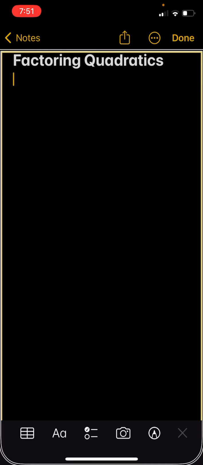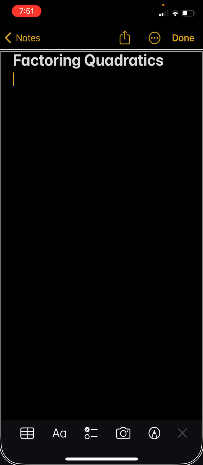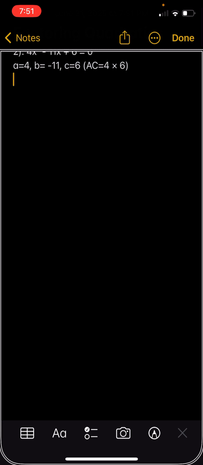In the second video I'm doing on factoring quadratic equations using the AC method, we're going to be dealing with two problems that require slightly different solutions. The first problem is this one here: 4x squared minus 11x plus 6 is equal to 0. A, B, and C would be that on the screen. A will be equal to 4, B will be equal to negative 11, and C is equal to positive 6.